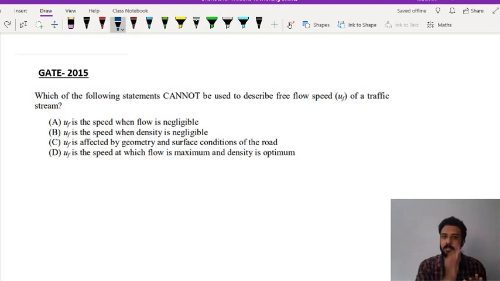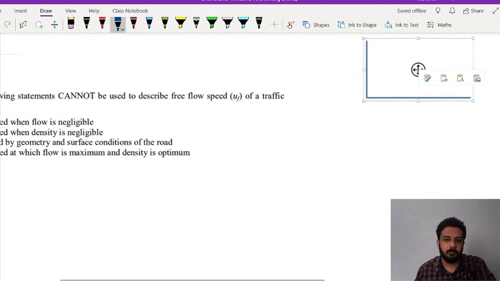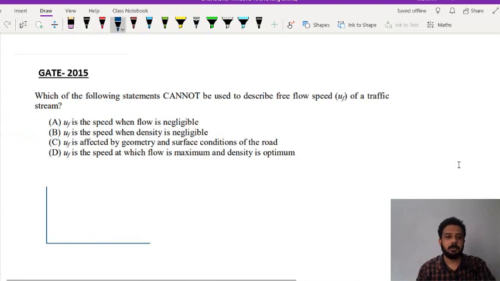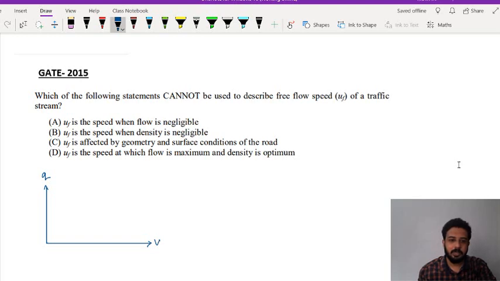There are three graphs. Density versus speed is a straight line, and speed versus flow is non-linear, increases then decreases. Then density versus flow also increases then decreases, right? Now Uf is the speed when flow is negligible. What we can do? We can just take that graph here. Yes, so I have taken that graph here. So this is Q, this is V. Correct? So how we have seen our graph? Like this. Okay, exactly at Vf by 2 you are getting your Qmax. So this value I am noting as Vf.